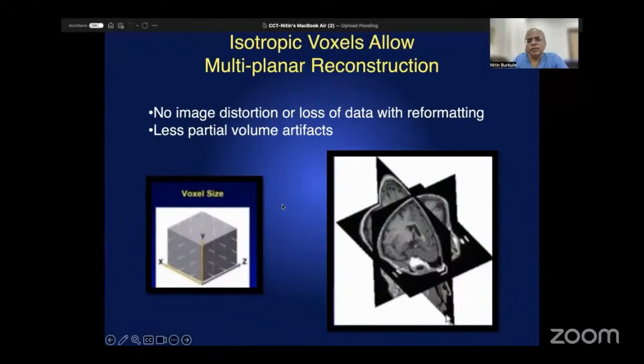So that helps in such a way that whatever plane of image you want to look at, you have no distortion of the image, and you can do the multiplanar reconstruction without losing spatial resolution. So this is a truly isotropic data set that you get in a CT image.